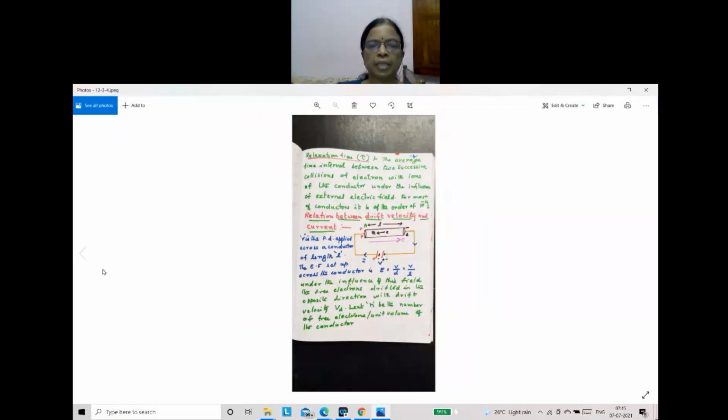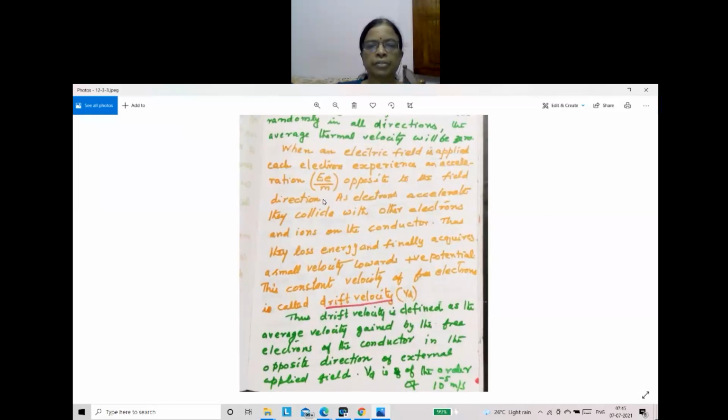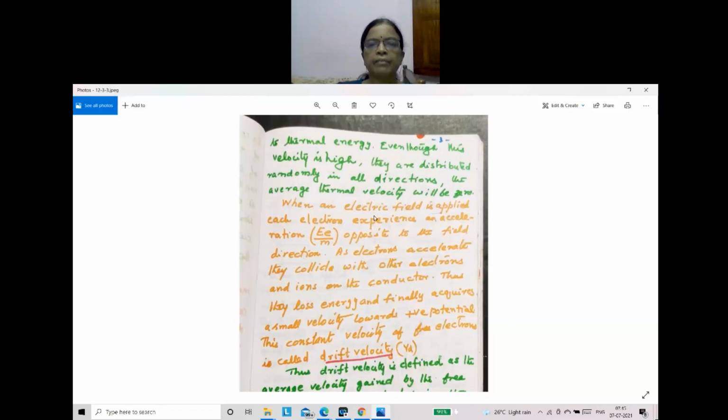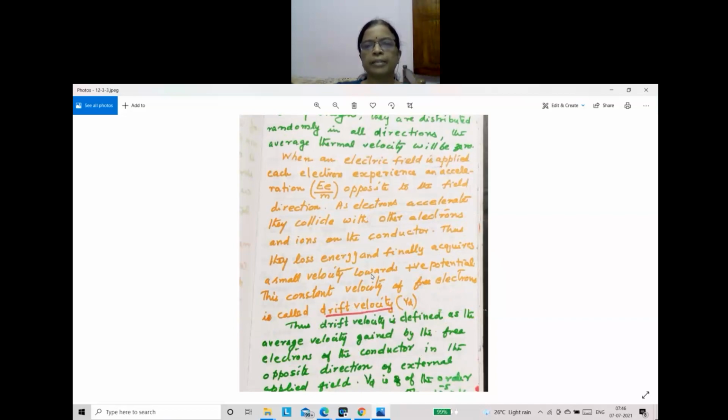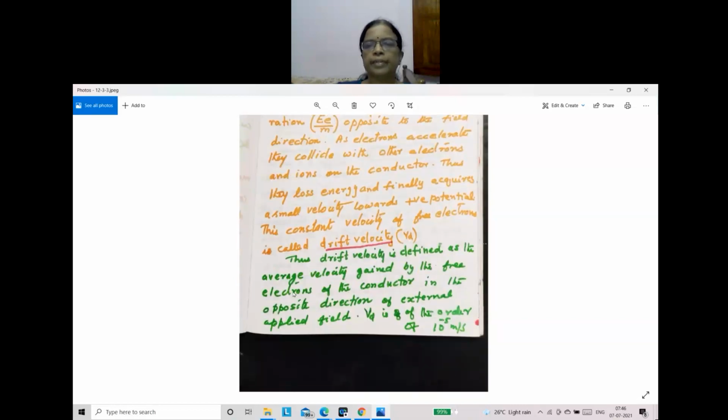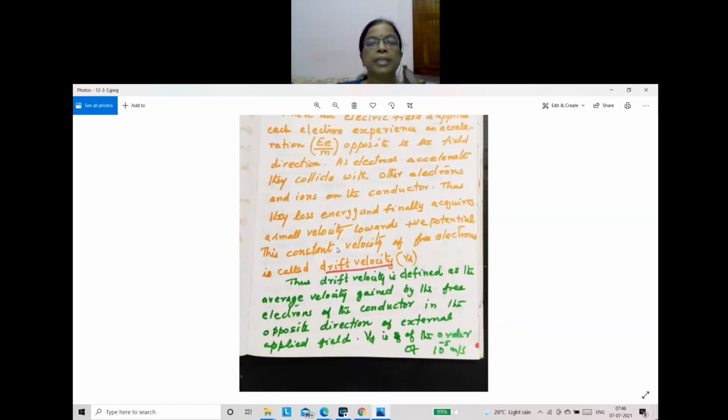V equal to U plus AT. That is not written. See, when the electric field is applied, each electron experiences an acceleration. Acceleration is equal to force by mass, eE by m. As electrons accelerate, they collide with the electrons and ions of the conductor. Thus they lose energy and finally gain a small velocity towards the positive potential. This constant velocity of free electrons is called drift velocity. The drift velocity is defined as the average velocity gained by the free electrons of the conductor in the direction opposite to the external applied field. Vd is of the order of 10 raised to minus 5 meter per second.